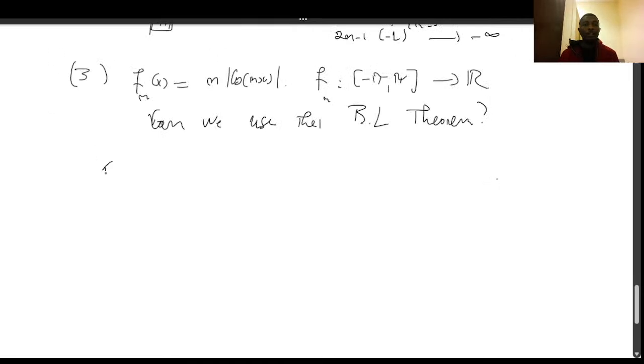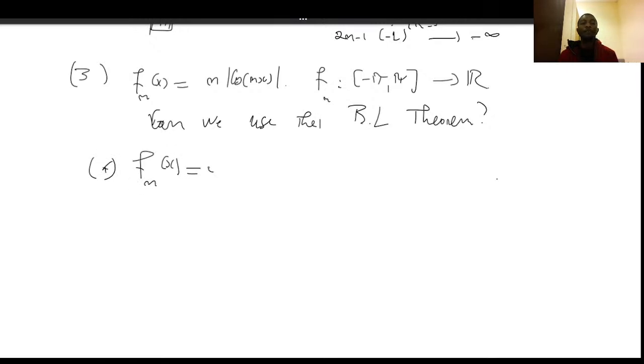First of all, we must check if the sequence is positive, but we can already see that n is positive, multiplied by the absolute value of cosine of something, which is positive. So we have positive numbers for any x in the interval minus pi to pi. So our sequence is a sequence of positive numbers.